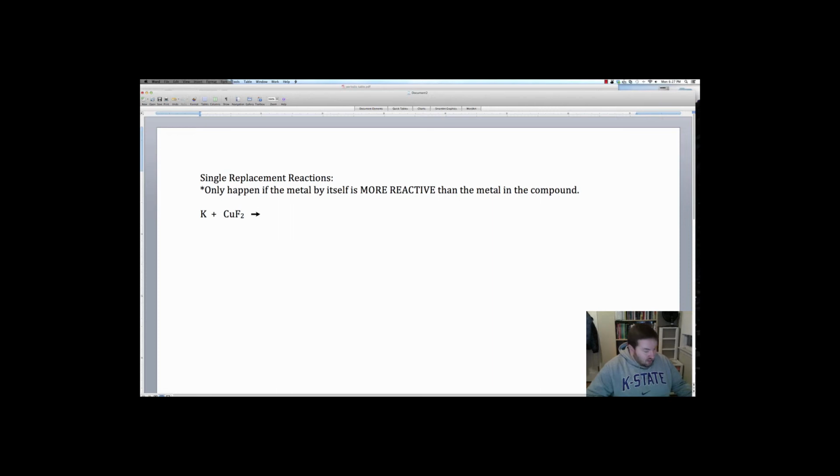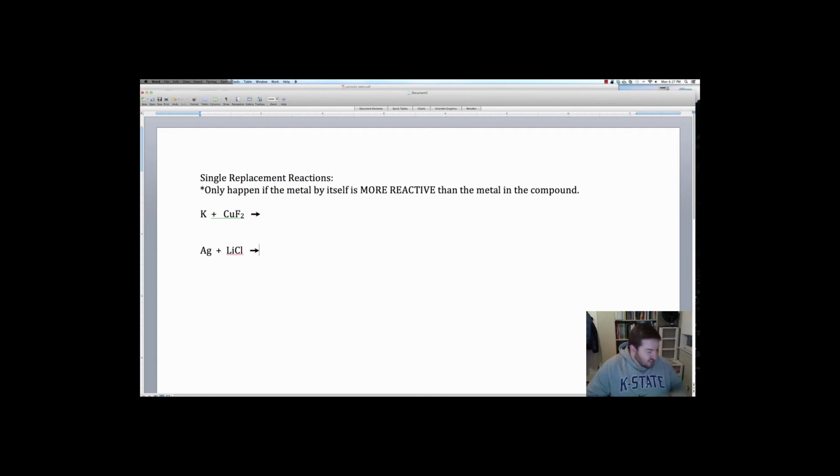Let's try another one. This time, actually we can just type it out here. So let's say we have some silver metal that's trying to react with some lithium chloride. And so I look and say, okay, we have a single element, which is a metal, trying to react with an ionic compound. So this is a single replacement reaction.